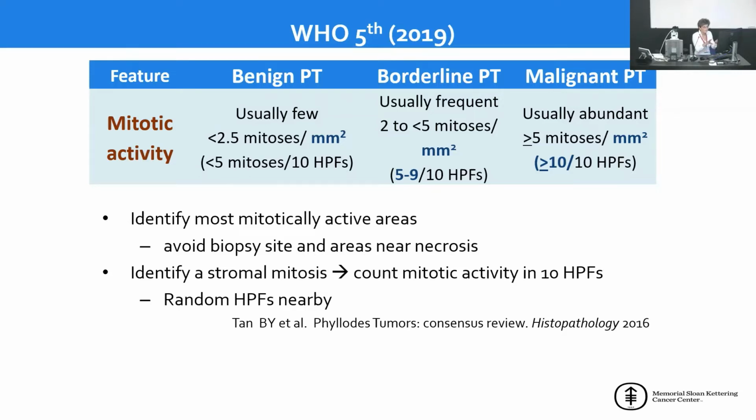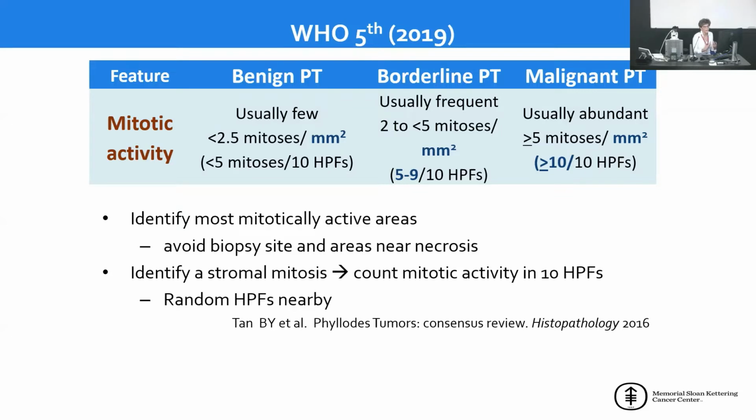And then in these more cellular, apparently more mitotically active areas, we identify the first stromal mitosis, that's the index mitosis, and we then start counting randomly 10 high power fields in that same area.